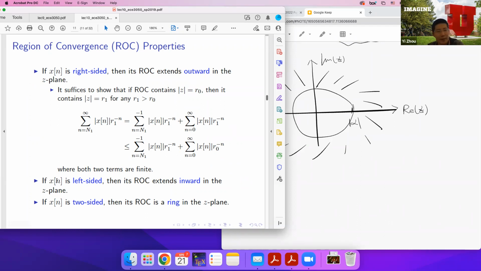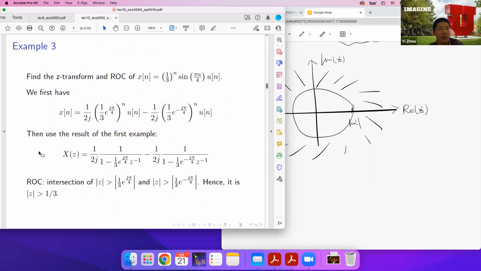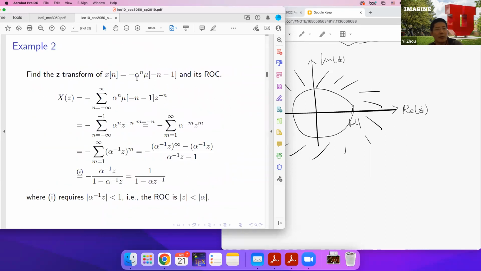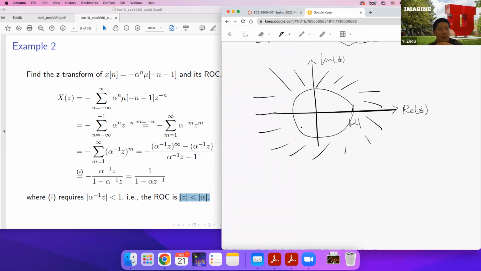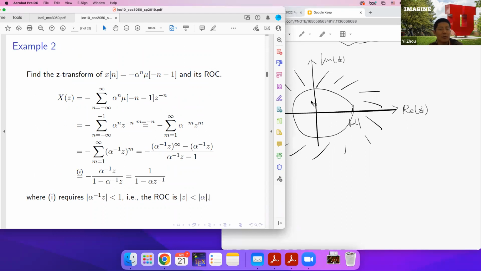And if the signal is left-sided, then the ROC extends inward in the Z plane. This one is the second example. Go back to example 2. This signal is a left-sided signal because of this u[-n-1]. And in the end, the ROC corresponds to the region inward of this circle. So it extends inward of this circle.